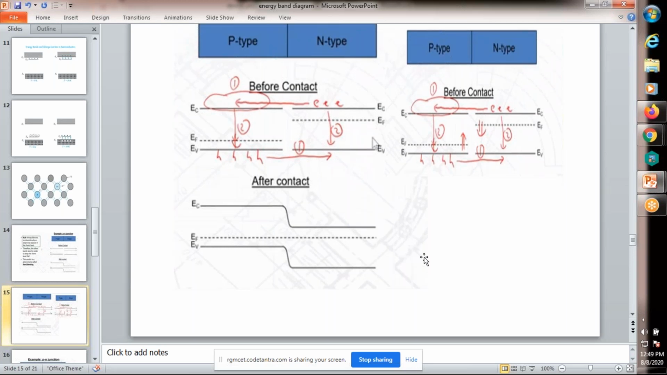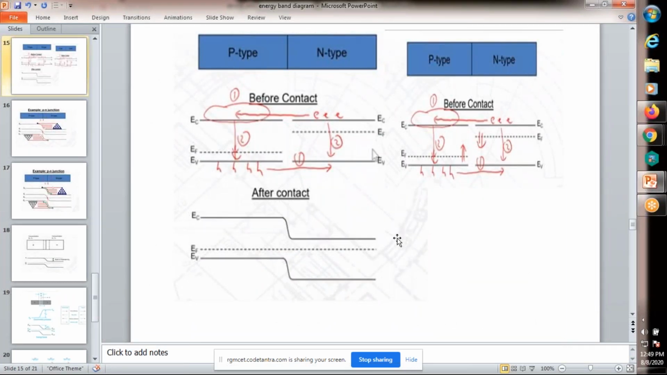Now after contact, not only in a p-n junction diode but after contacting any materials, the Fermi level is the same. We are assuming that the Fermi level is the same. This one will increase and this one will decrease, and then the Fermi level is the same. Due to this, band bending takes place. This is called band bending.